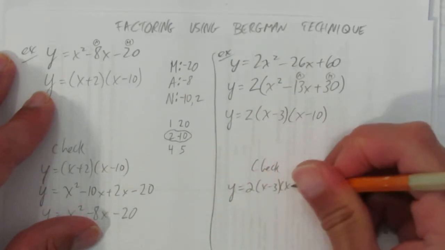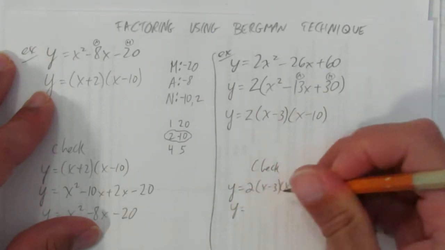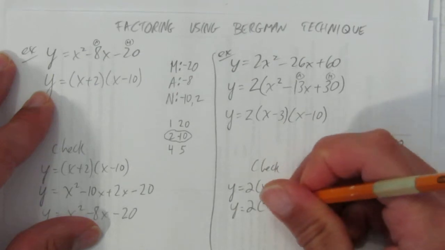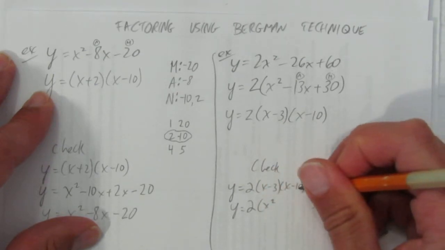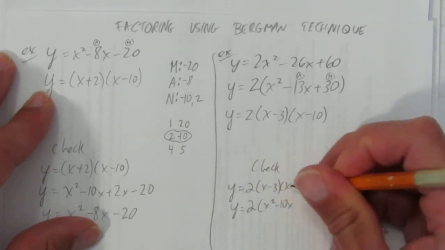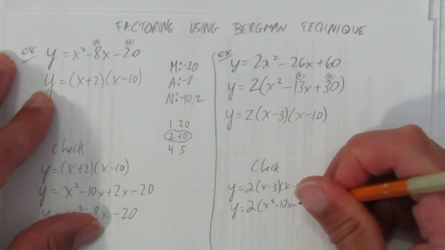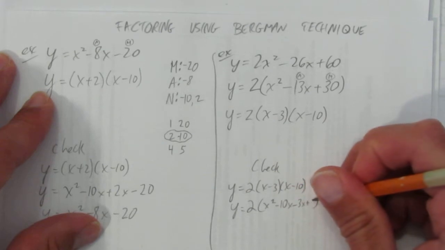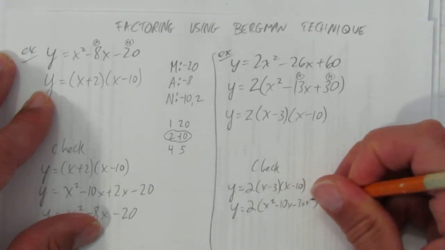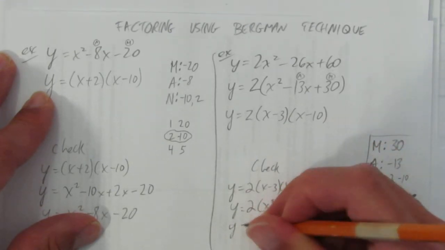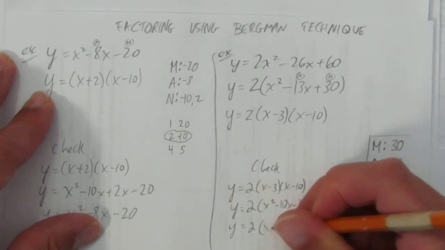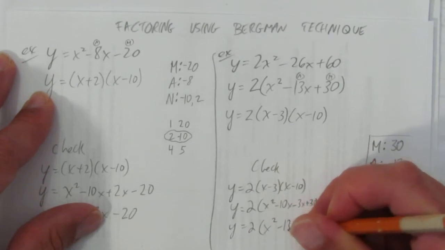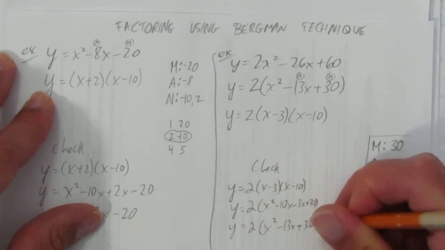I'm going to write down my answer and just check. I'll leave this 2 out in front and I'll do FOIL again. X times x is x squared. X times negative 10 is negative 10x. Negative 3 times x is negative 3x. And negative 3 times negative 10 is positive 30. So you get y equals 2. Let's simplify in the brackets. X squared stays. Minus 10 minus 3 is minus 13x plus 30.